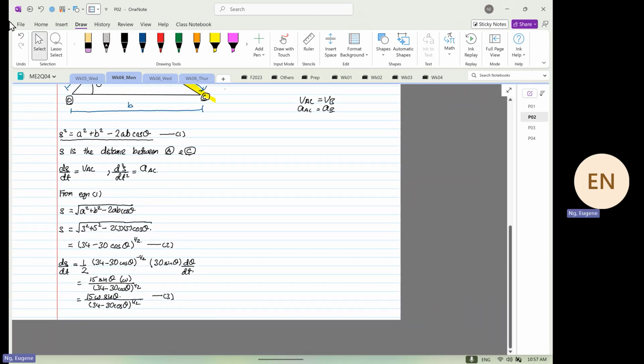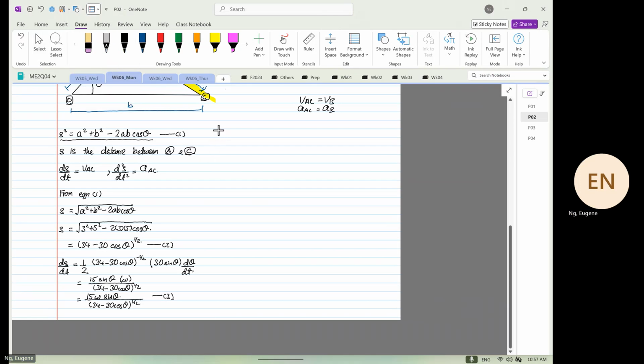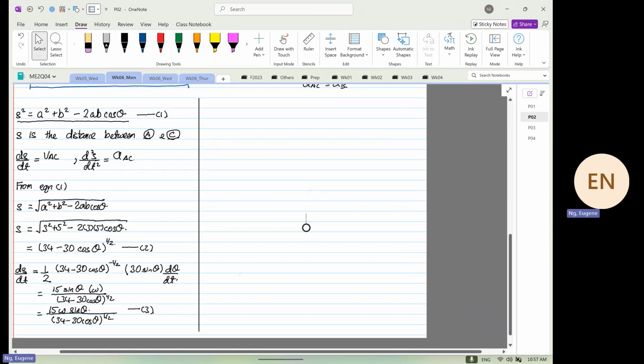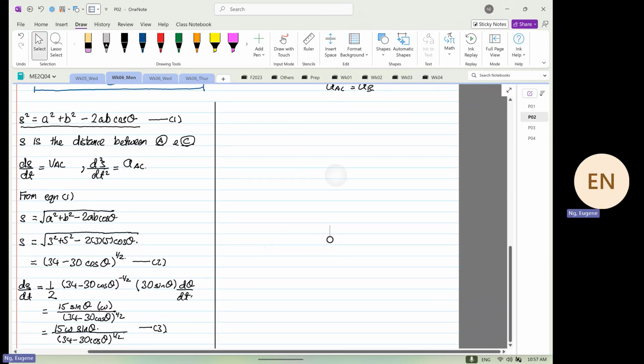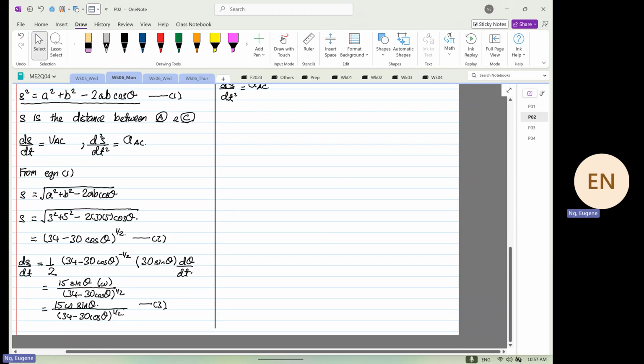So from here, I'm going to divide the page into 2. Right. So over here now, I'll make sure you can see both of them. So we are going to do d squared s over dt squared. So this is equal to our acceleration of AC. But before I go on, we have already determined our velocity of AC already. So that is our velocity of AC.